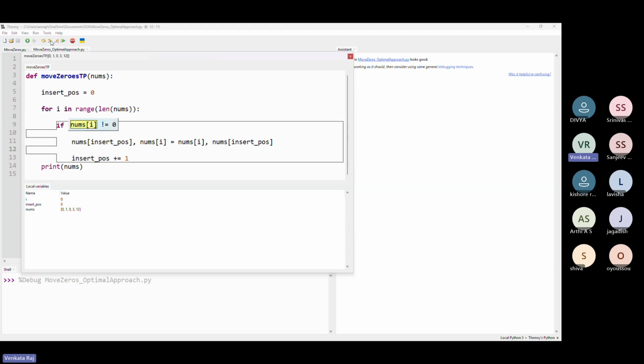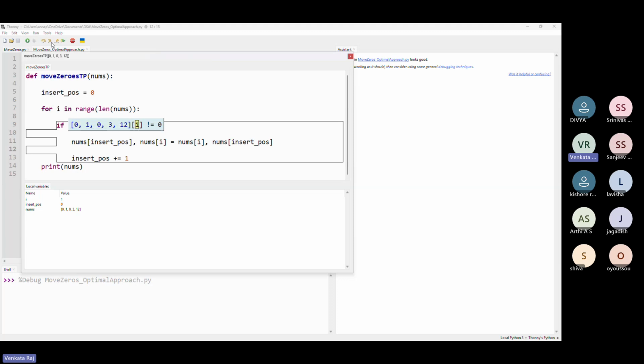So the first element in the array is 0. Here you see, this condition will become false. Then it will go back to the for loop. Only when it becomes true, the line number 9, you will see the line number 11 and 13 are executed. Otherwise, the control is returned back.